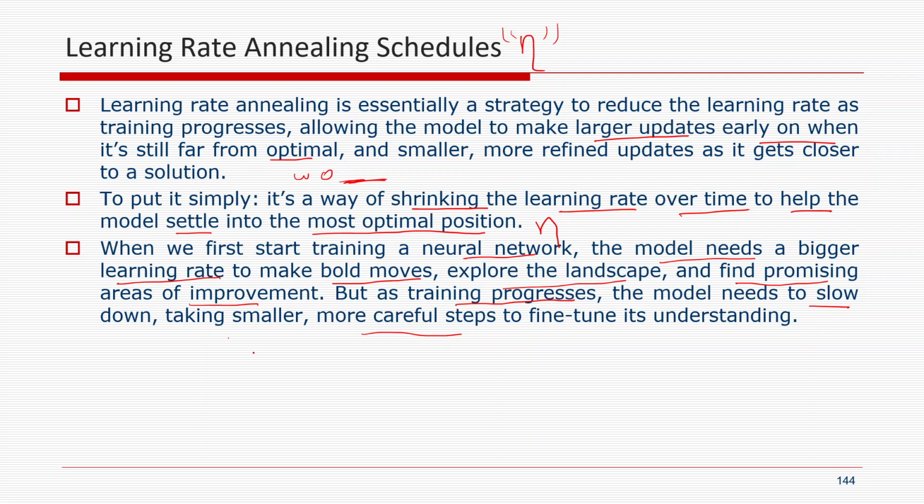That is, the learning rate annealing schedule is asking a question: how can we keep updating the learning rate parameter so that at the starting we take slightly bigger steps, but as the training progresses and the model is getting stabilized, our updates should be very small? Then how we can use this learning rate parameter is the question.